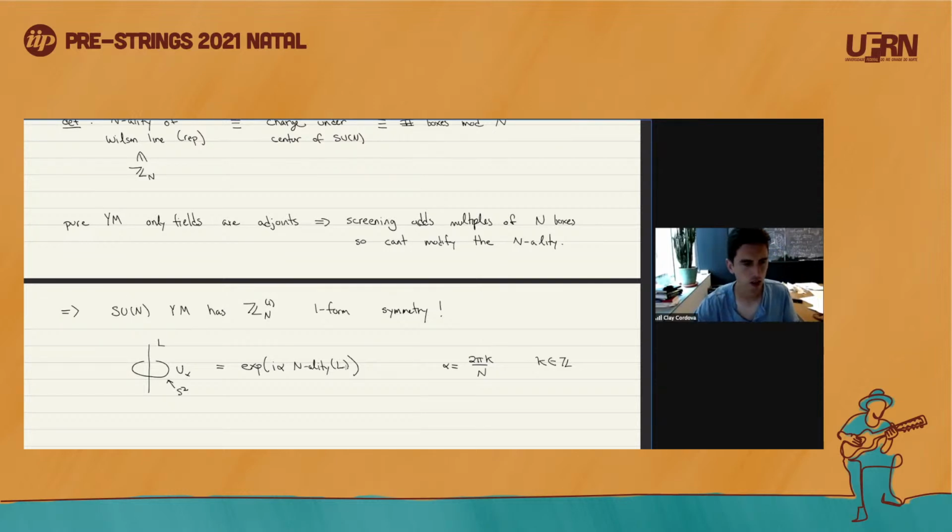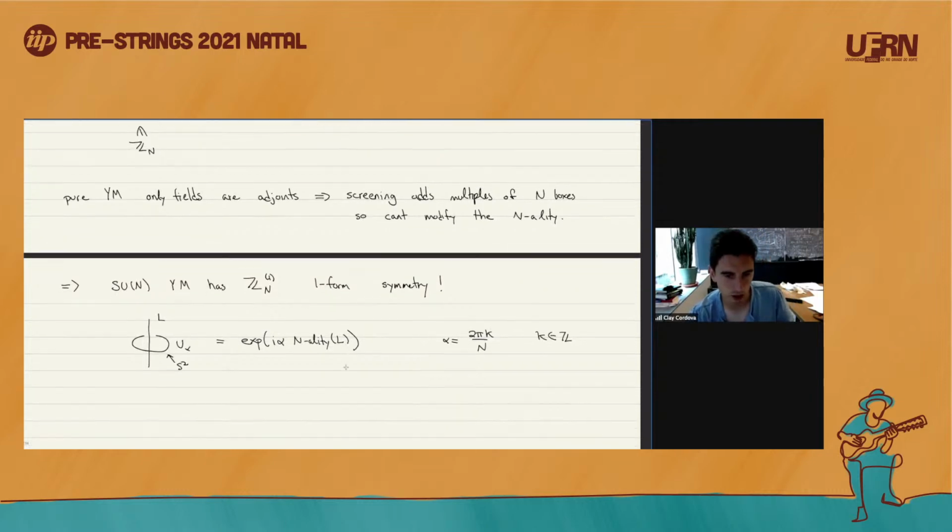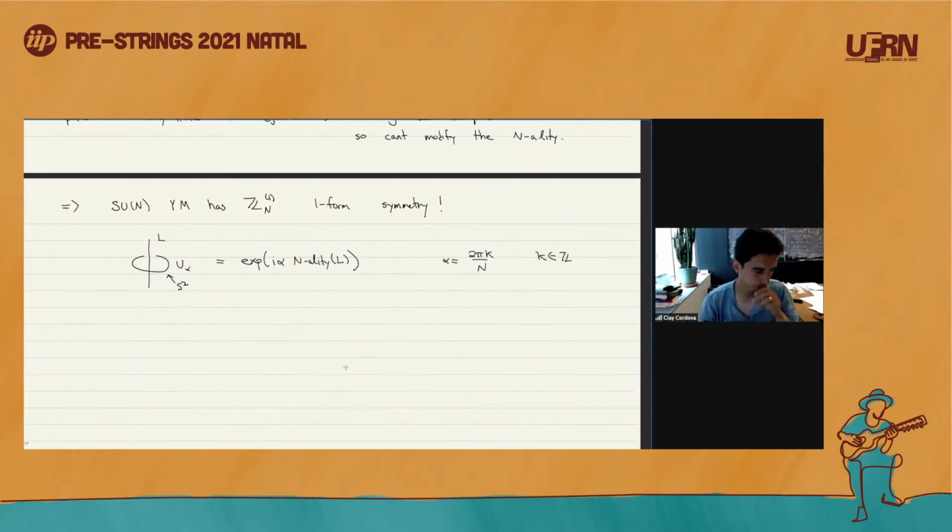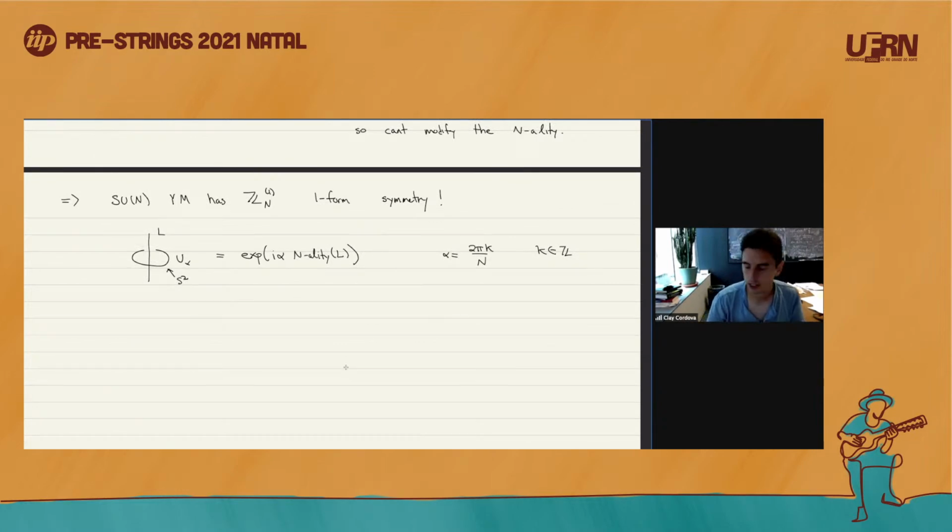Okay, so why care about this ZN one-form symmetry? Why study it at all? So there's a very important connection which I'd like to go over for you. So this one-form symmetry gives us a way to understand gauge theory phases.